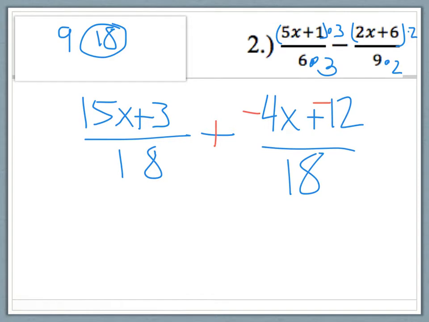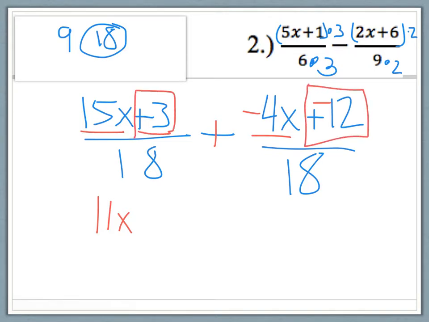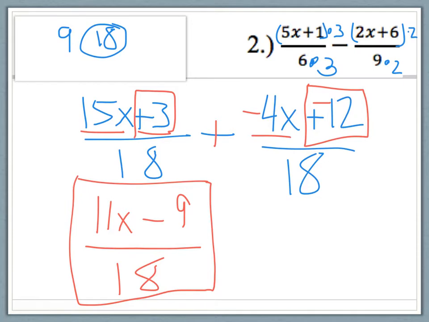Now we can combine like terms. I have 15x minus 4x, which is going to be 11x. And I have 3 minus 12, or plus negative 12, which is going to give me a negative 9. All of that is going to be over that denominator, which is 18. If I look at it, no number goes into 11 and 9, so I can't simplify that any further, so I am done.